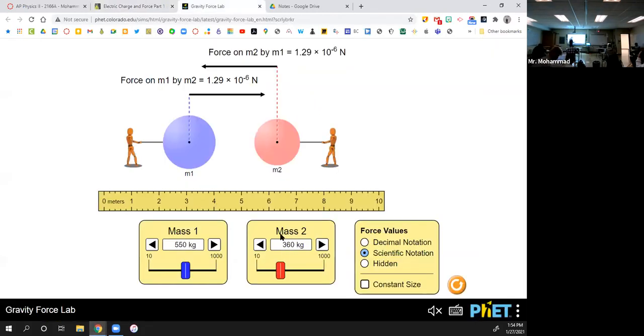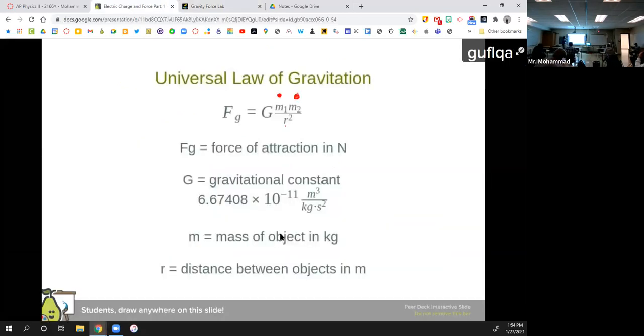So that R in that formula does not stand for radius. It stands for the distance between the centers of the two objects. So when you see R, don't think about radius, think about distance between objects. And then finally, you have Newton's gravitational constant, which is a very, very small number. So it's 6 × 10⁻¹¹, so really small.